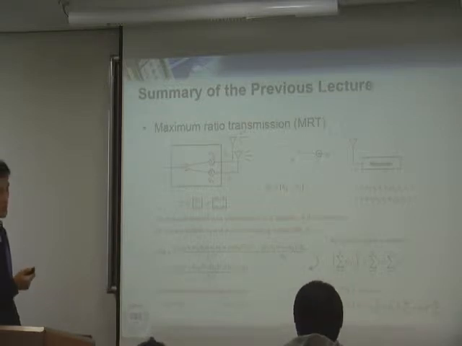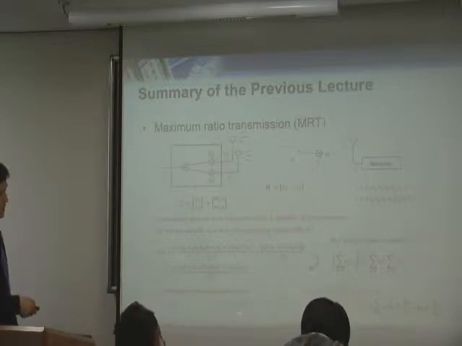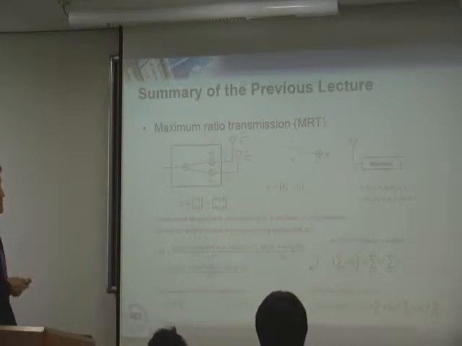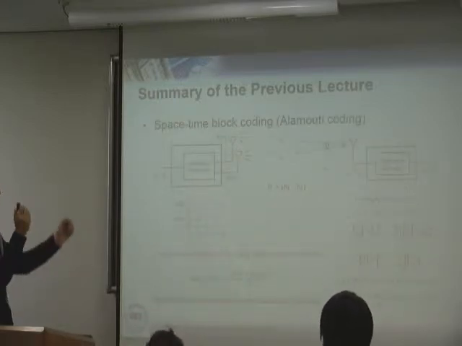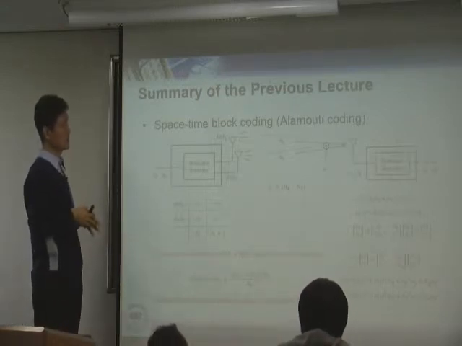The goal of beamforming typically is to find out the gains, okay? And as you see here in the equations, the gains W1 and W2 can be obtained this way. Once you do that, then you can maximize the receive SNR right here. We also learned the space-time block coding.